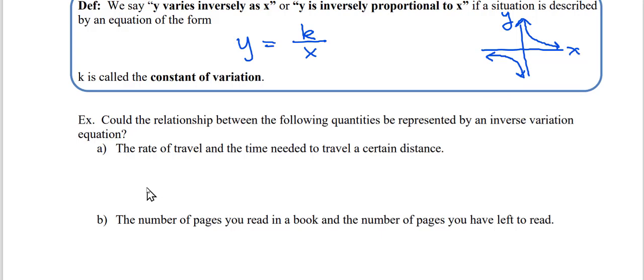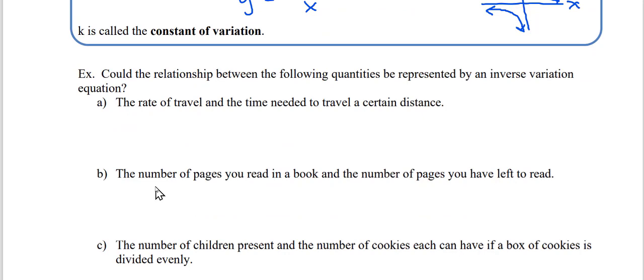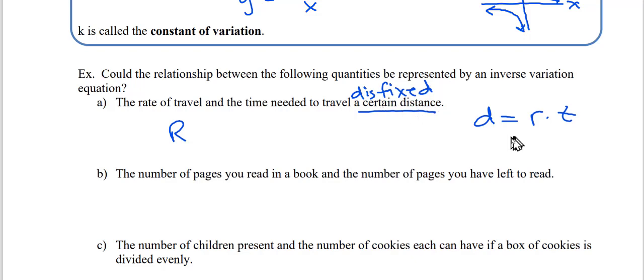These examples, the rate of travel and the time needed to travel a certain distance. So we're talking about rate, time, and a certain distance. We know that distance equals rate times time, right? If d is fixed, a certain distance, a constant number, then r would be equal to d over t, and that is exactly inverse variation.